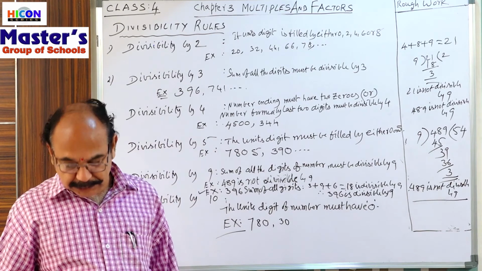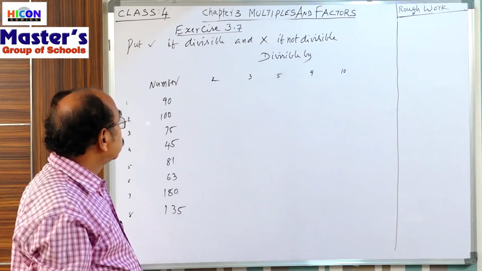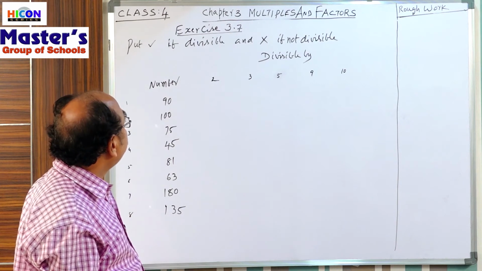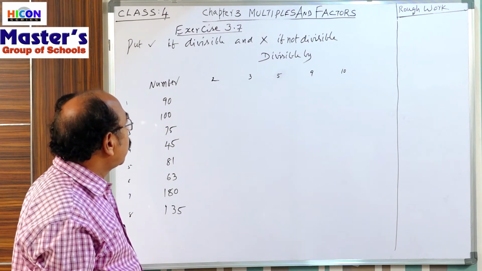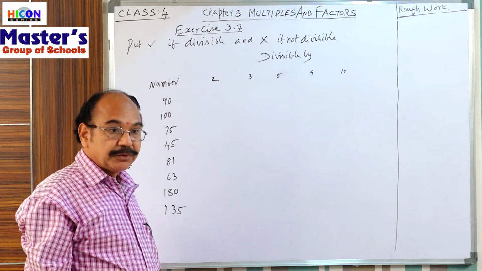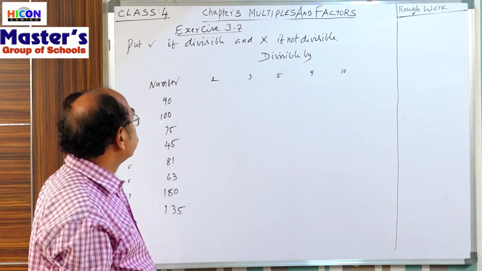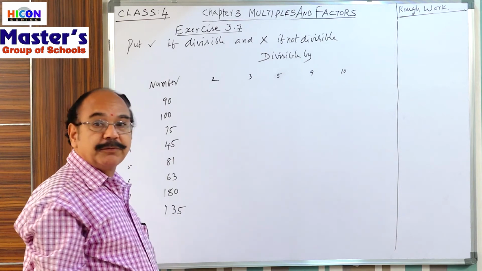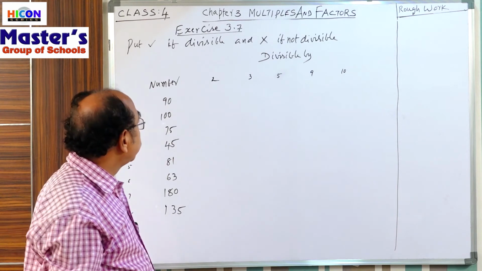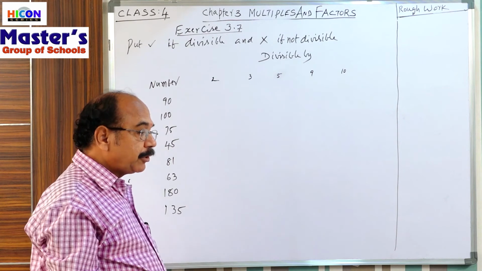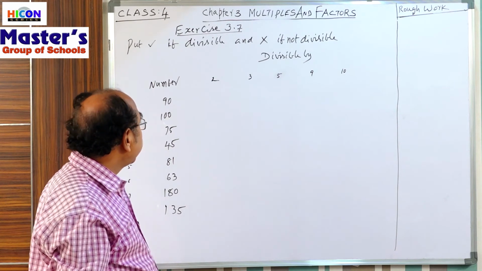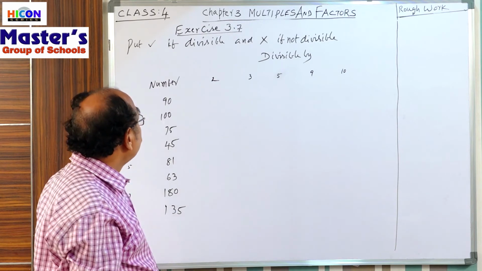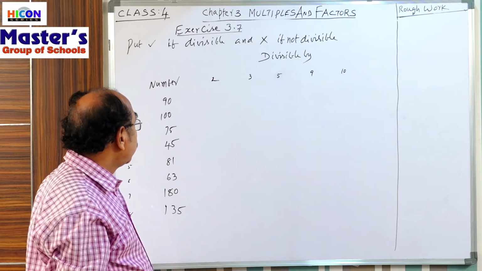Now we can go to exercise 3.7. See children, here in exercise 3.7, put a tick mark if divisible and a cross mark if not divisible. That is the question. You know the rules of divisibility, just now you studied. Now using the divisibility rules, you write whether it is divisible or not divisible, and fill up the table.